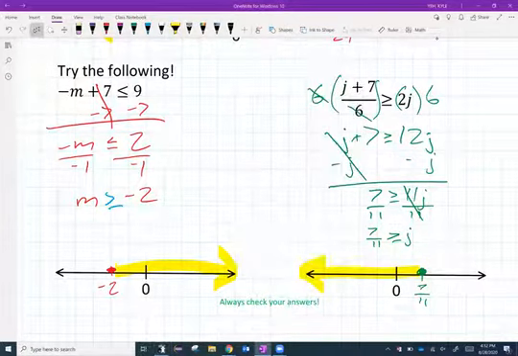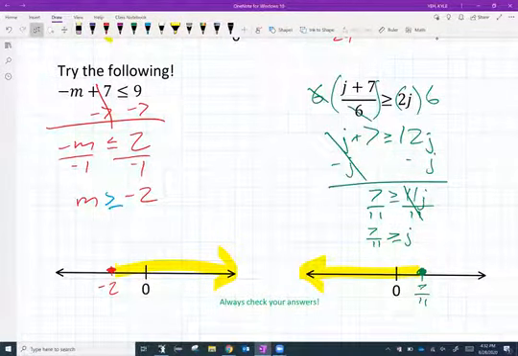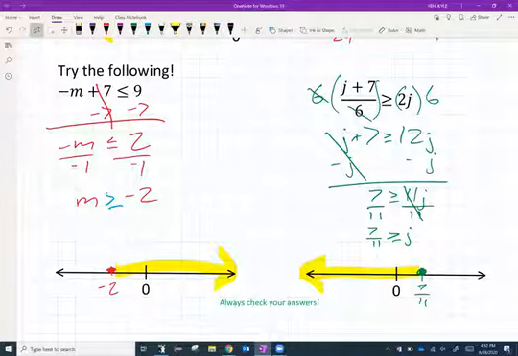All right, so hopefully you paused it, you had a chance to work these two problems, and now you are comparing your answers to mine. On the left-hand one, negative m plus 7 less than or equal to 9, my final answer was m greater than or equal to negative 2. And you can see my number line below.